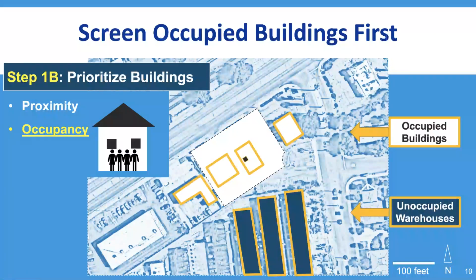Now we will identify which buildings are currently occupied and screen those first. The 3 buildings to the south of the source property are unoccupied warehouses, so we can wait to screen those buildings. Instead, focus our initial investigation on screening the 4 occupied buildings to the north.